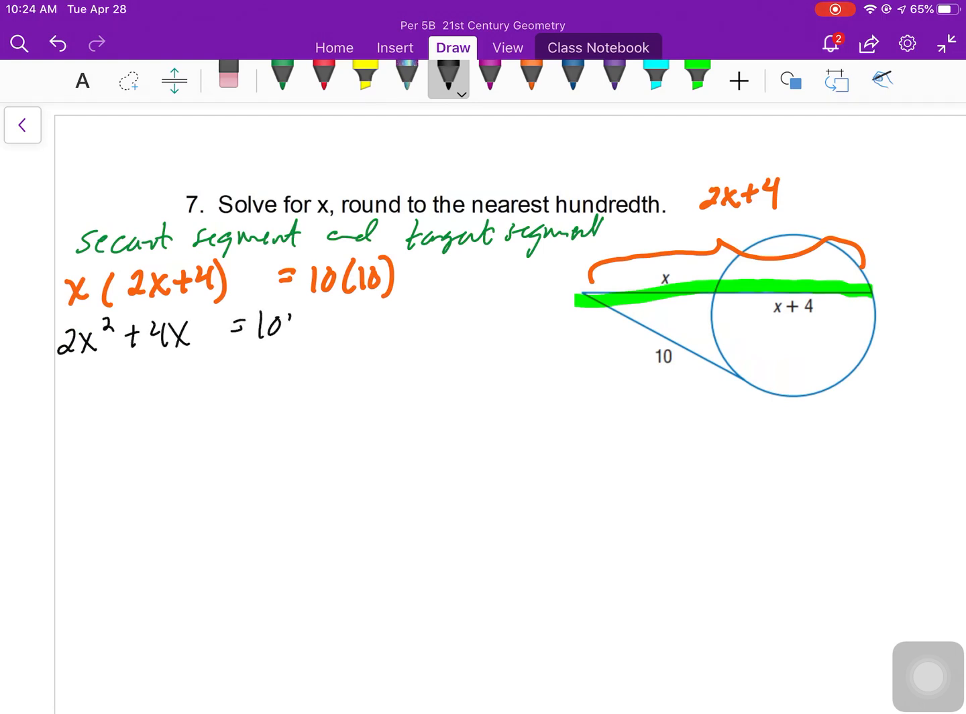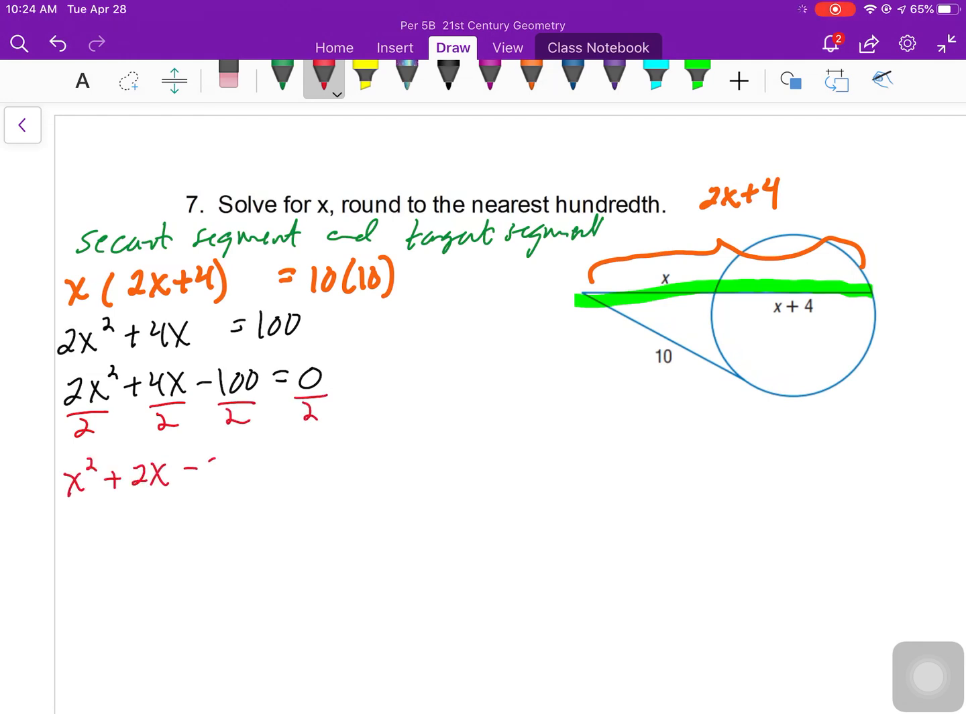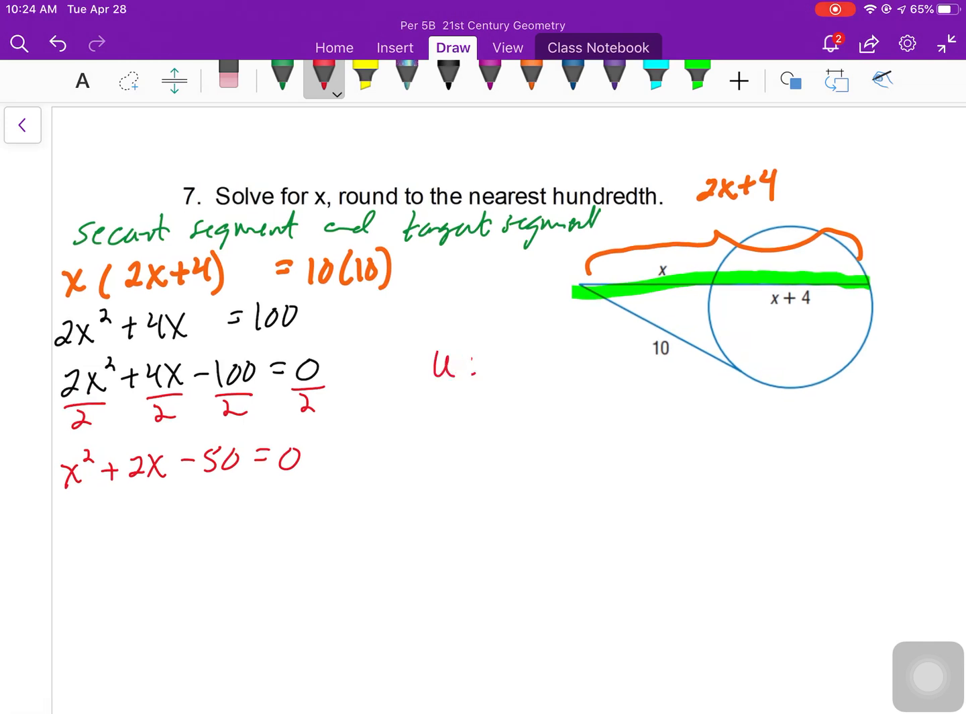The rest is algebra, distributing. 2x squared plus 4x equals 100. We must have it set equal to 0. 2x squared plus 4x minus 100 equals 0. Now this one would be hard to factor, but we could make the coefficients smaller by dividing by 2. So we'll divide by 2, and we end up with x squared plus 2x minus 50 equals 0. Still, this one does not factor.